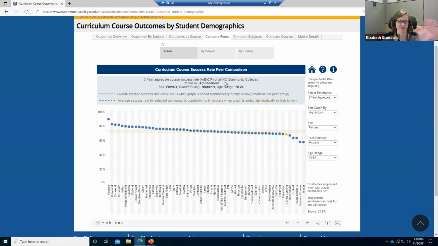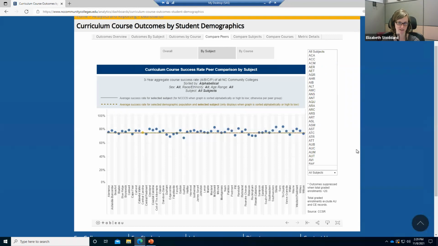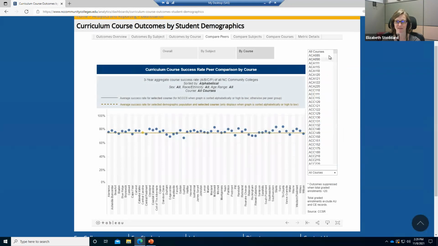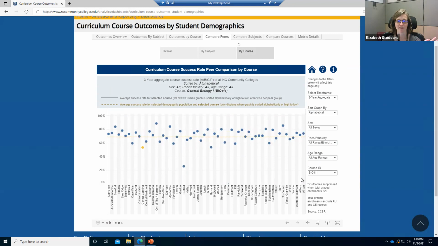As I said, this view is at the college level. The next view is going to be the same, except now we can get down to a subject. And on the next one, we can go down to a course. So let's see what that looks like. Let's look at, I'll do bio again, because I think that's probably offered at most of the colleges. So now I haven't made any selections for demographics. We're looking at the overall success rate in Bio 111.